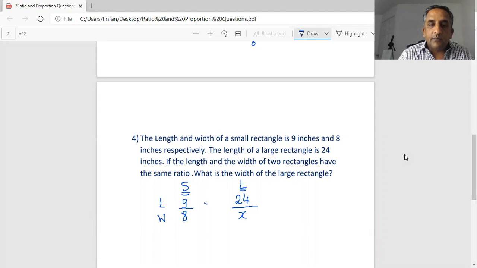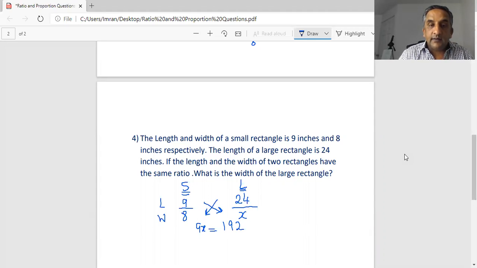So what we do, we can cross multiply them now. We times 9 with X. When you times 9 with X, it becomes 9X is equal to 24 times 8. When we times 24 with 8, we get 198. Sorry, 192, because 24 times 8 is 192.